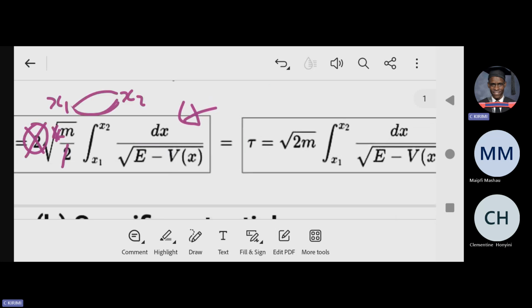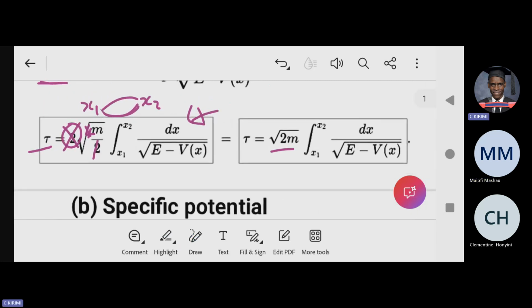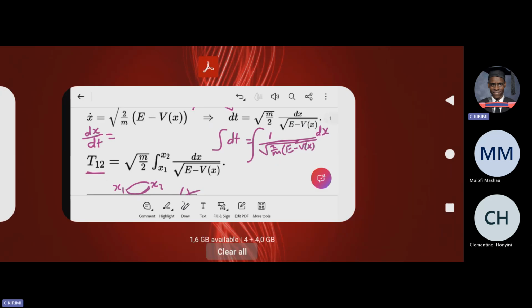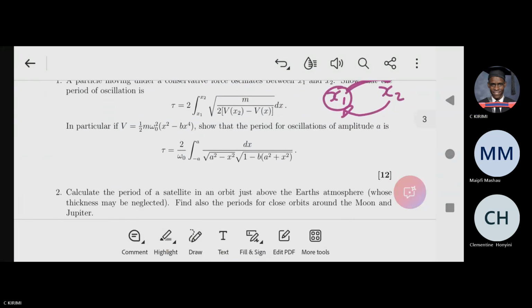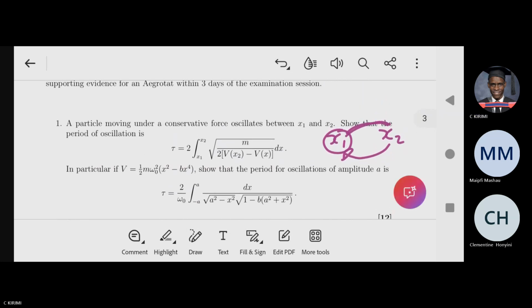Any question? Did you see the manipulation? So there is the square root of 2m, then the integral, integrating from x1 to x2 of dx over E minus V. So that one, we have already shown what we are required to show, the first part. Can you see the first part?